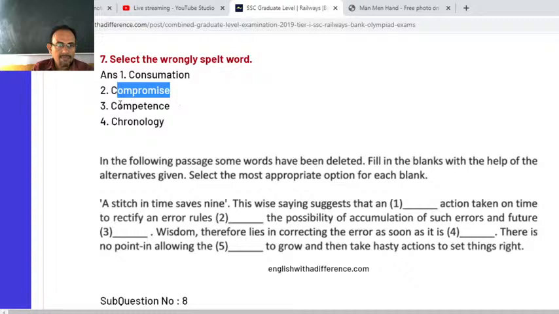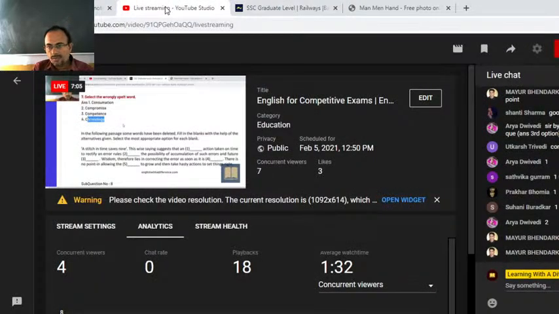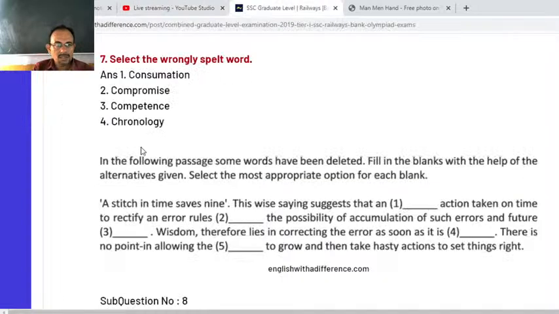Next, select the wrongly spelled word. Consummation, compromise, competence, chronology. Which one do you think is the wrongly spelled word? It is very simple one, I suppose, dear students. Mayur said 3, competence, but Mayur, consummation, it should be double M here. Consummation is the wrongly spelled word, right? Rest are all correct. Compromise is correct, competence is correct, chronology is also correct.